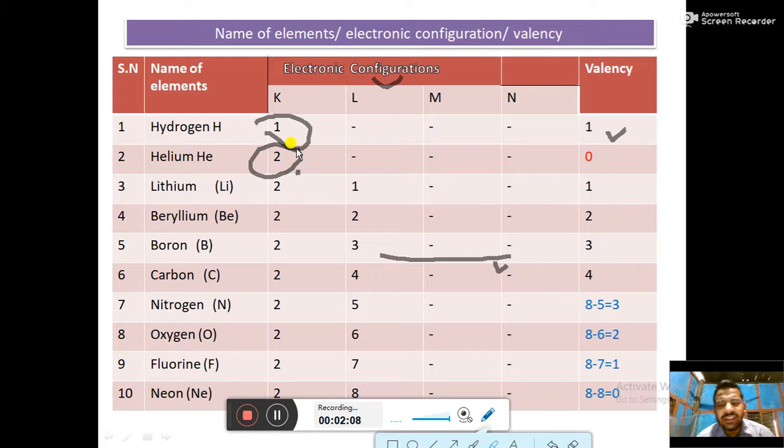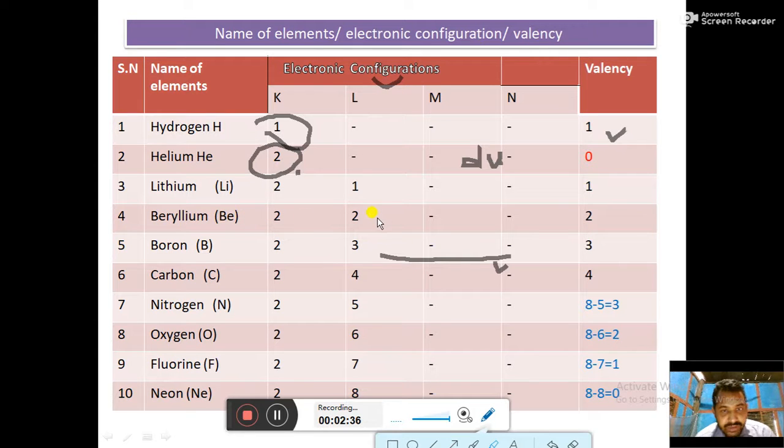Generally hydrogen, helium, lithium, beryllium and boron also follow the duplet state, as I have told you. Its outermost shell has 2 electrons, so it is stable by the duplet state. So it is stable, that's why valence is 0. In the other cases, except for the duplet state, we have to subtract from 8.